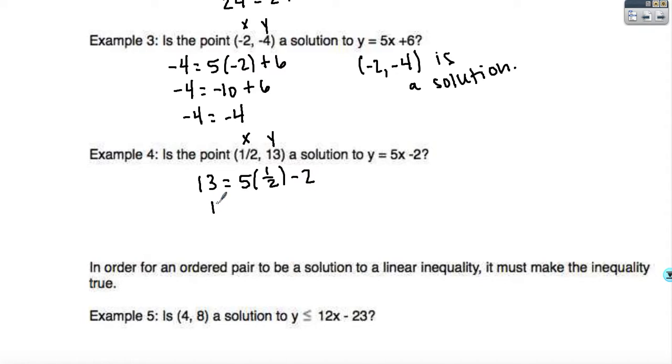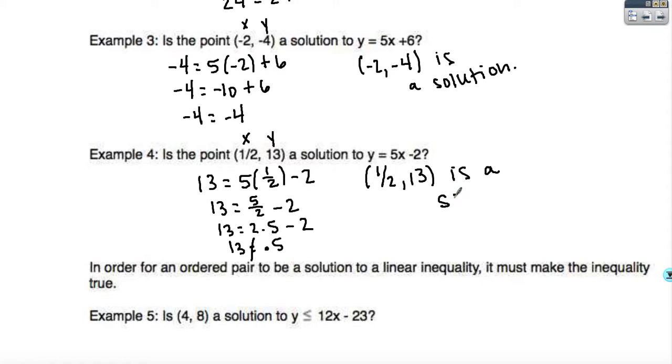So that's going to end up being 13 equals 5 times the half will just be 5 over 2 minus 2. So 5 will not divide by 2, but I can kind of figure out that 5 divided by 2 is going to give me 2.5. So I'd have 2.5 minus 2. 2.5 minus 2 will just give me 0.5. And because 13 does not equal 0.5, that means that the coordinate (1/2, 13) is not a solution. Oh, that should say is not a solution.